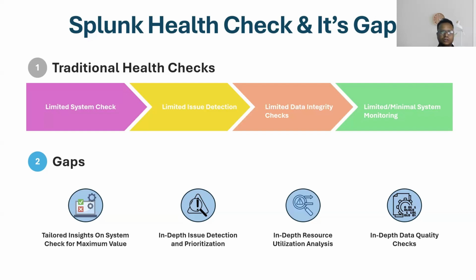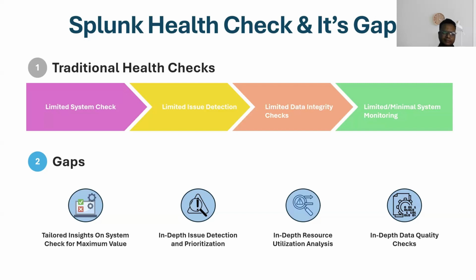It doesn't tell you what went wrong, or explain why this is an issue, or what this issue is. It doesn't give you the recommendation on how to fix it. And it has some limited checks also, right? It doesn't give you the complete assessment checks. It has limited data integrity and minimal system monitoring. That's what I feel, and that is what we get from the out of the box Splunk health check, right?